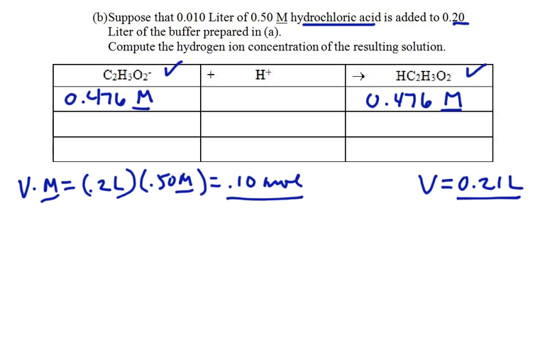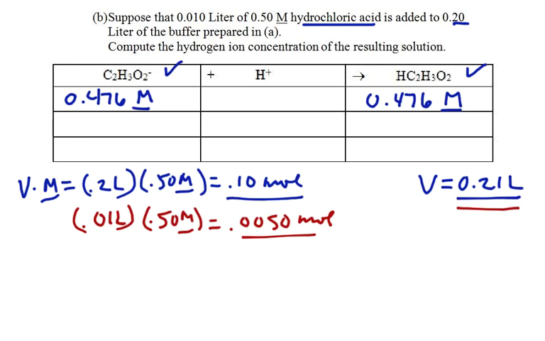Now, the acid that we're adding is 0.01 liters of hydrochloric acid, and just in this problem it is also 0.5 molar. So we can see we're going to have 0.005 moles, and we're going to divide that by our 0.21 liters. So we get a concentration of our acid of 0.0238 molar. So that's our initial concentration.